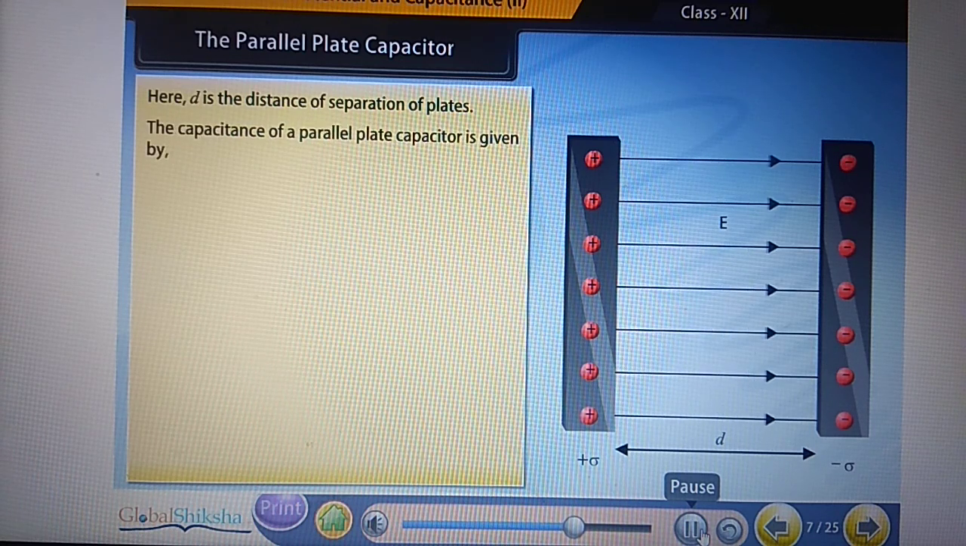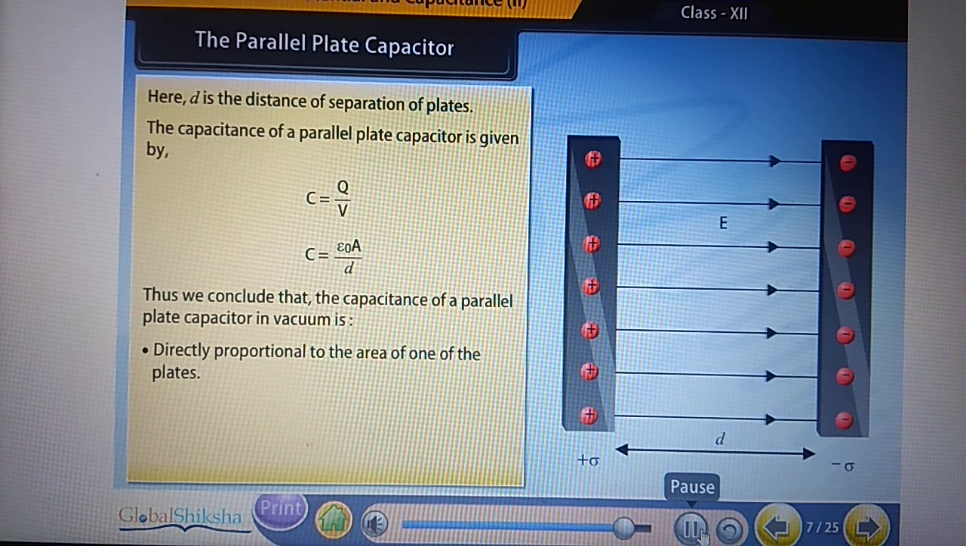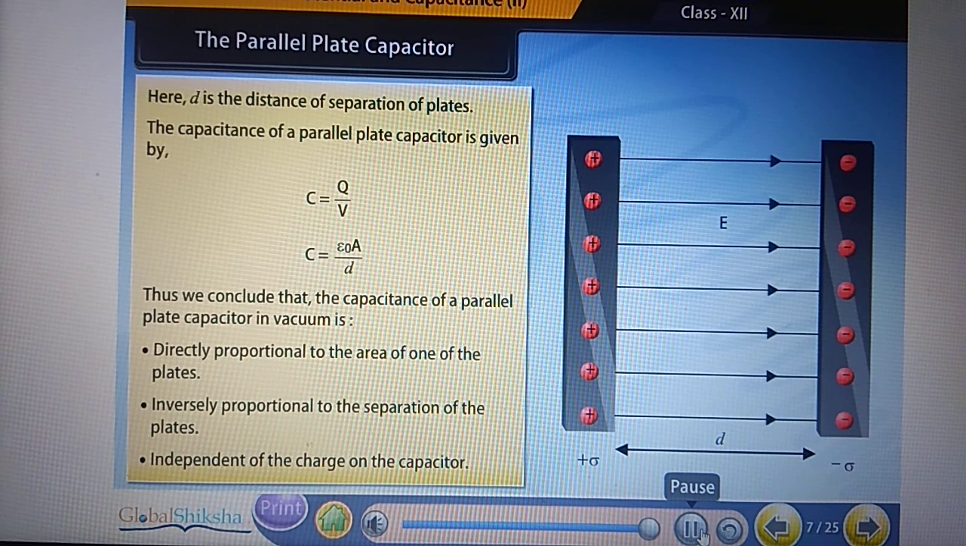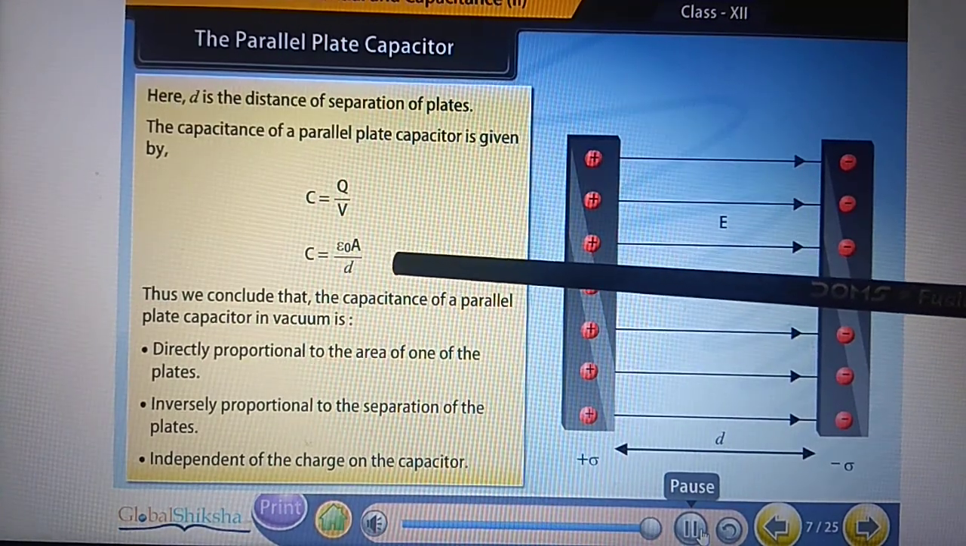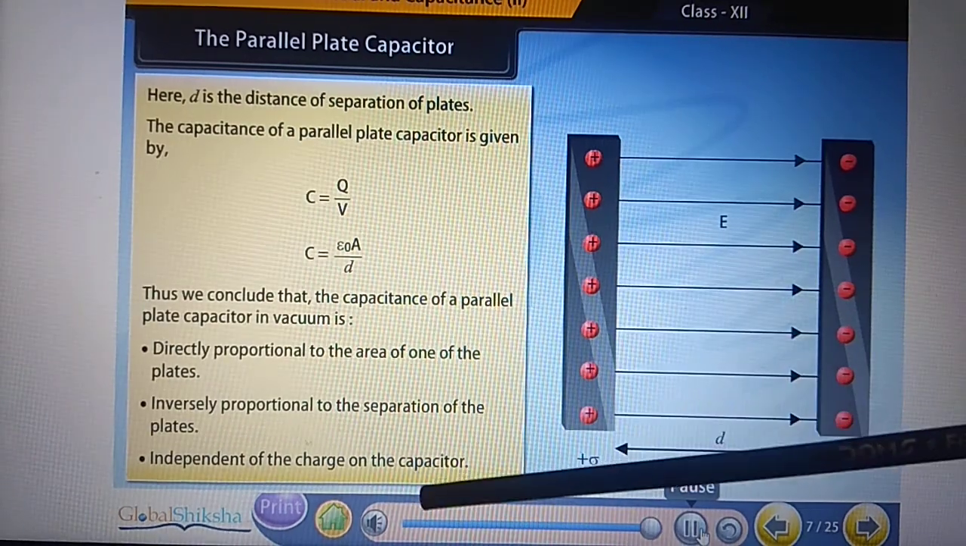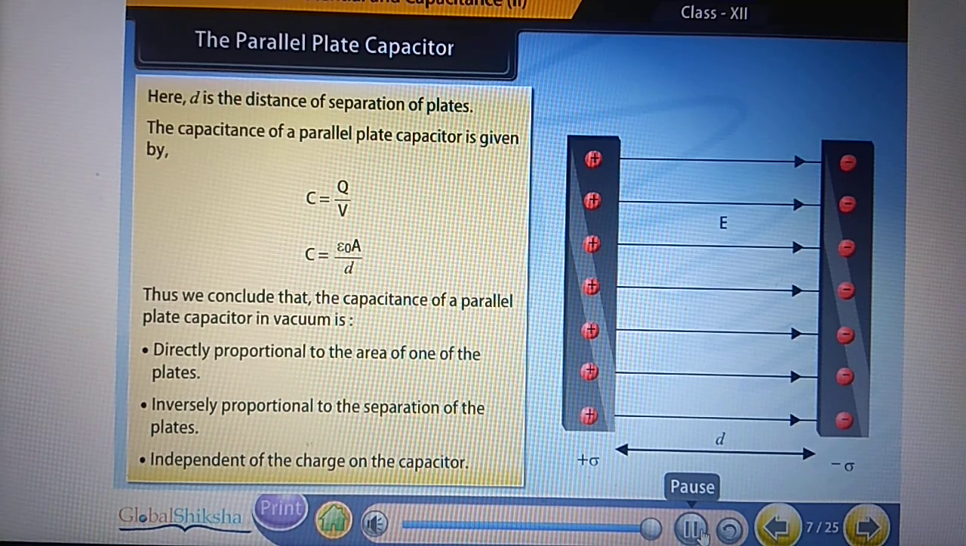The capacitance of a parallel plate capacitor is equal to Q upon V, which is equal to epsilon naught A upon d. Thus, we conclude that the capacitance of a parallel plate capacitor in vacuum is directly proportional to the area of one of the plates, inversely proportional to the separation of the plates, and independent of the charge on the capacitor. So remember this formula. Capacitance is directly proportional to the area and inversely proportional to the separation between the two plates and independent of the charge of the capacitor.